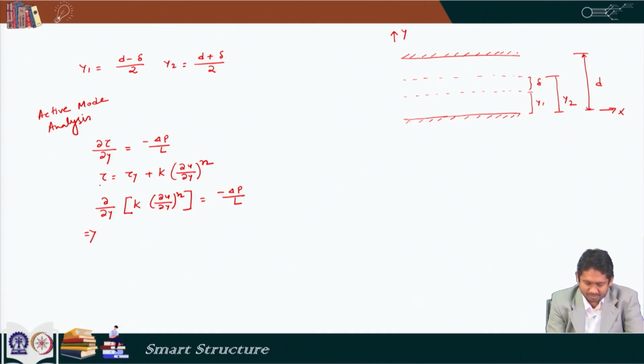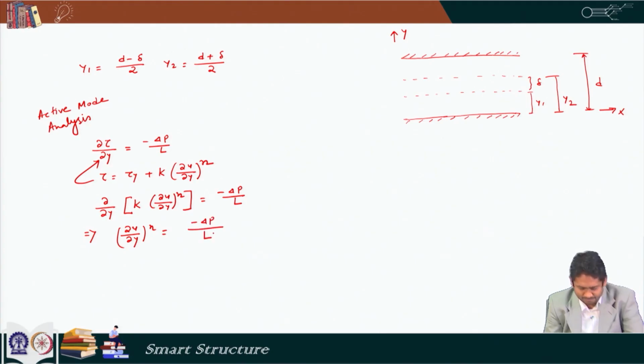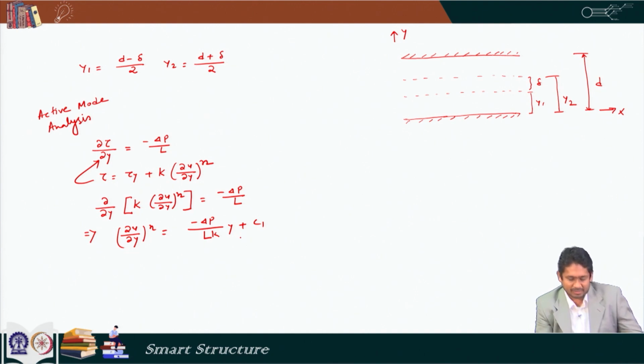This is obtained just by putting this here, and then if we integrate the equation, we get the form: del u by del y to the power n equals minus del p by L k times y plus C1. Actually, if we integrate it, we get minus del p by L y plus C1 first, and then we divide by k. So, C1 also gets divided by k, but because C1 is a constant, we can absorb that k within C1. So, we can write it in this form, and then from here we can find the root of it, and we get del u by del y.